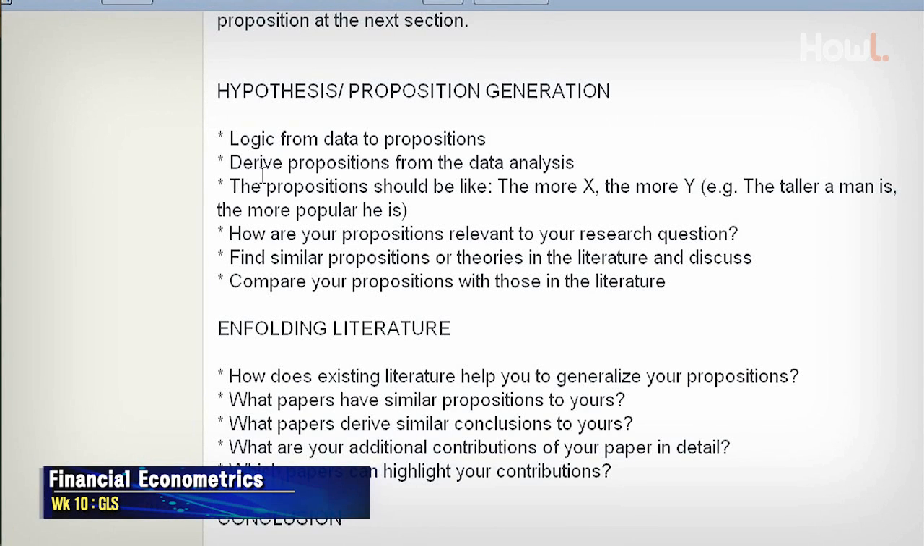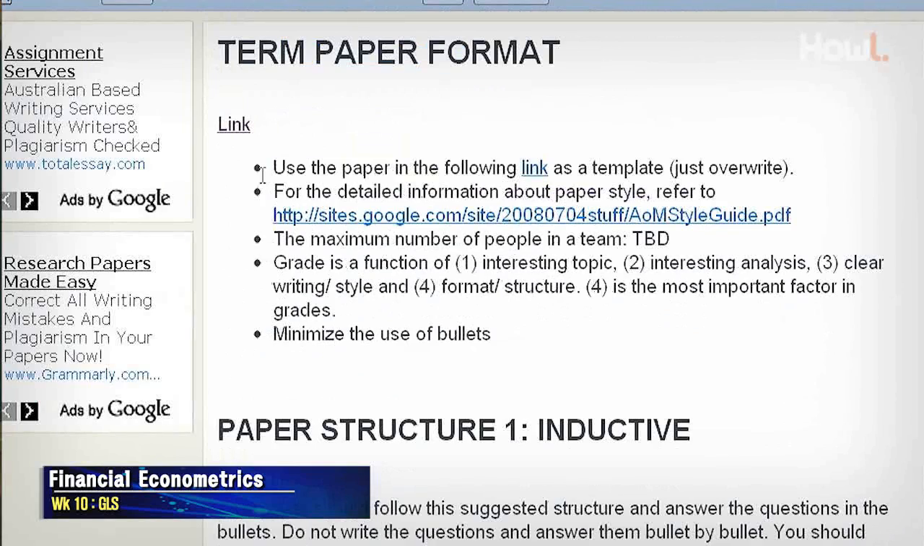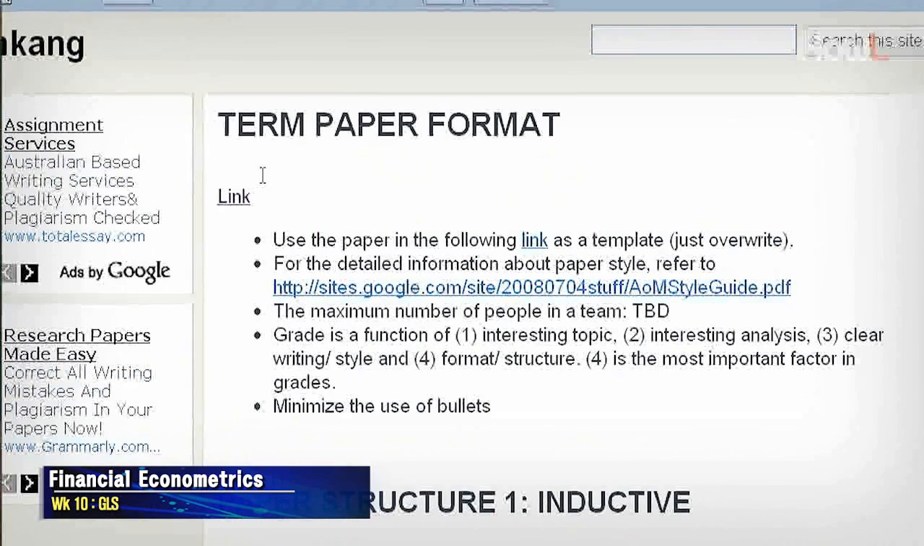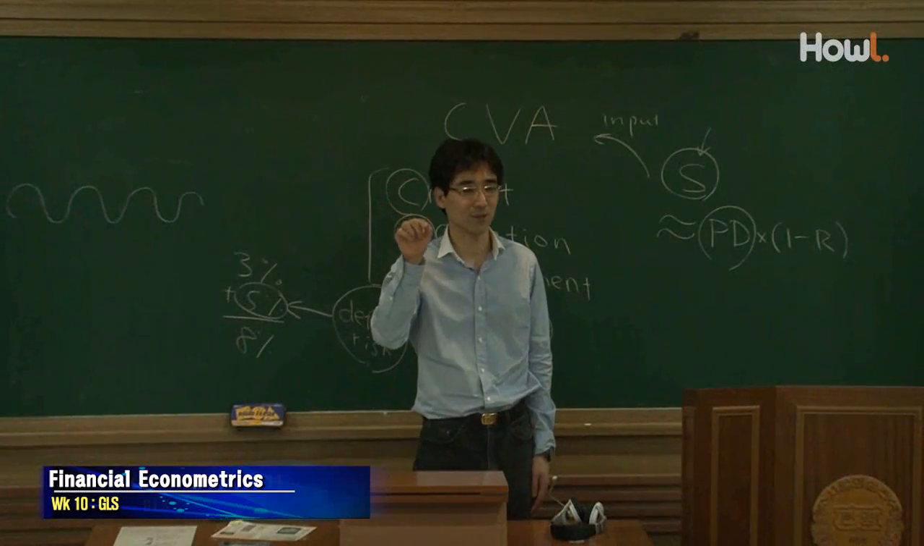And the next section, of course, is the conclusion. State what you have learned and the limitations of your analysis. I understand your term paper is not perfect, so you have to admit what is wrong, what the limitations of your analysis are, and maybe how future research can improve. So this is the inductive way of writing a term paper. You start from data analysis, generalize, and it becomes your investment idea. So: data, proposition, and idea.